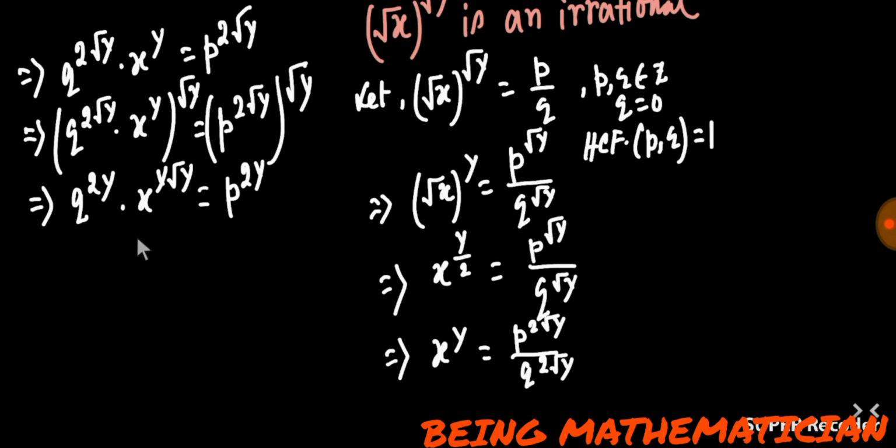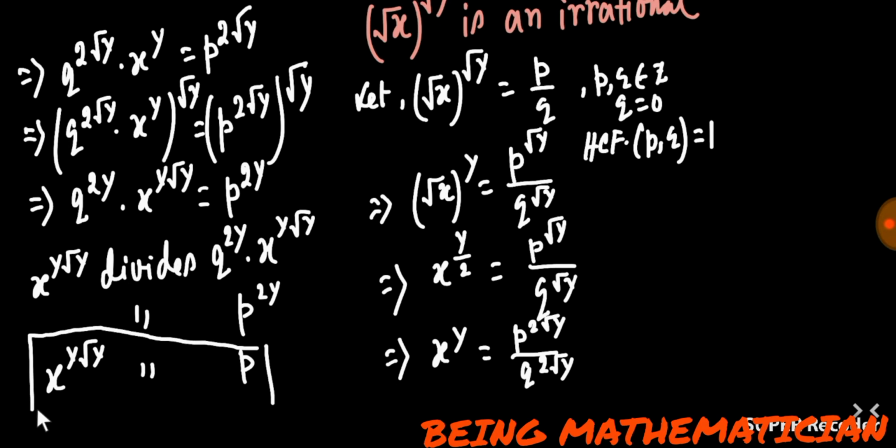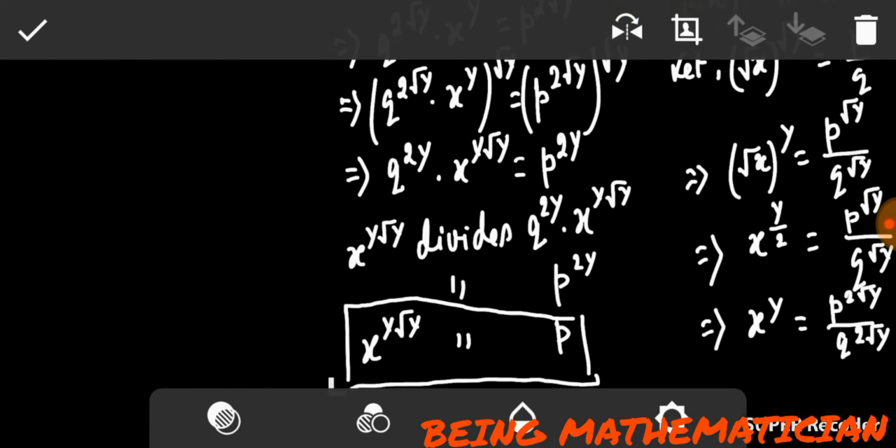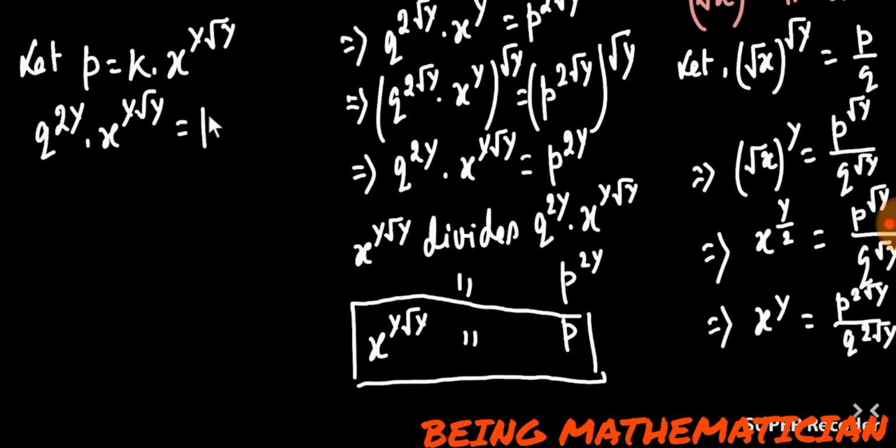So from this we can say x to the power y root y divides q to the power 2y into x to the power y root y, and it divides p to the power 2y. So x to the power y root y divides p. Remember this. Now let p equal to k into x to the power y root y. So we know that q to the power 2y into x to the power y root y equal to p to the power 2y.